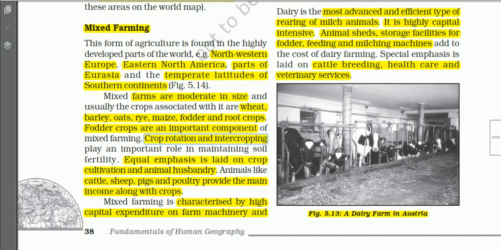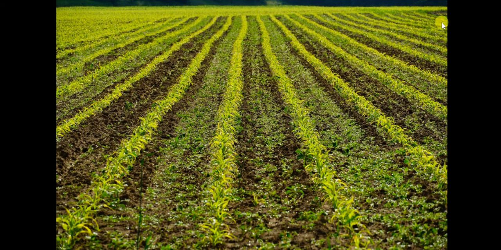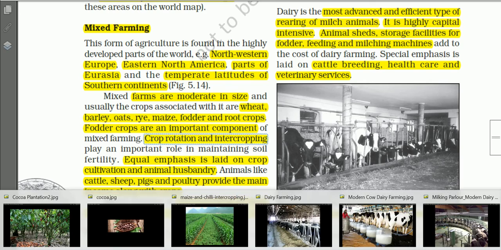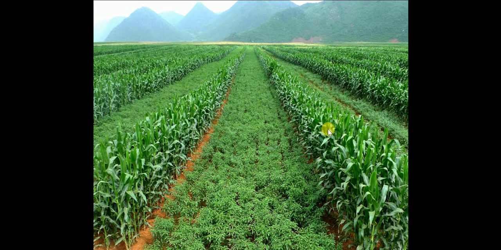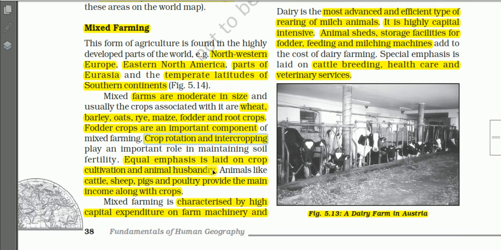Likewise, some more photographs here. This is another one. This is a large-scale one, and here we have one more. Here also, see, we find a row of maize and another row of chili. So this is what we call intercropping. This is very common in the case of mixed farming, and this is done to maintain the soil fertility.